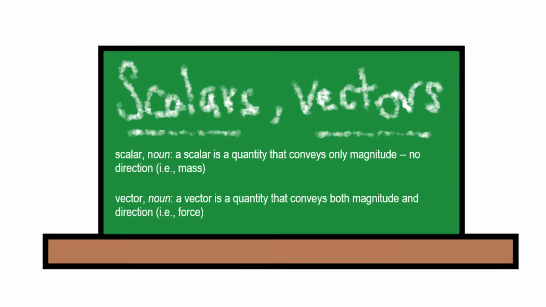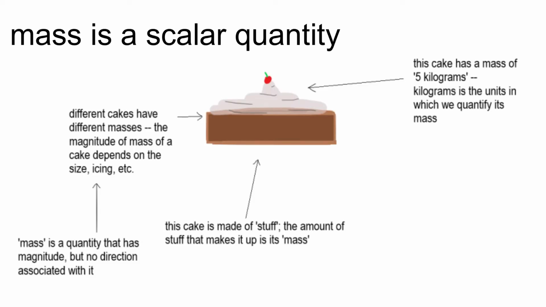A scalar is a quantity that conveys magnitude. A vector is a quantity that conveys both magnitude and a direction. Mass is an example of a scalar quantity. It is colloquially termed as the amount of stuff in an object, and it's measured in kilograms. You say, I have a mass of 75 kilograms. There is no direction specified here.